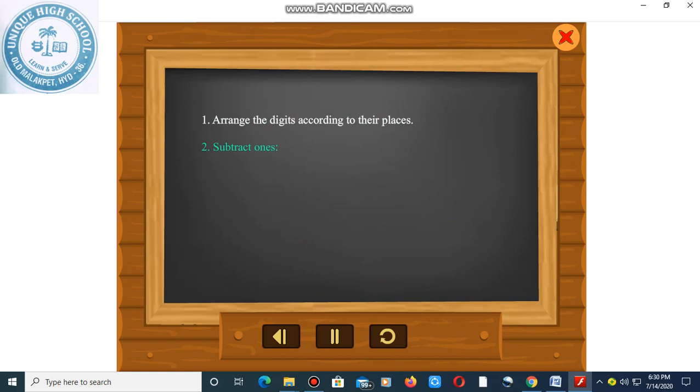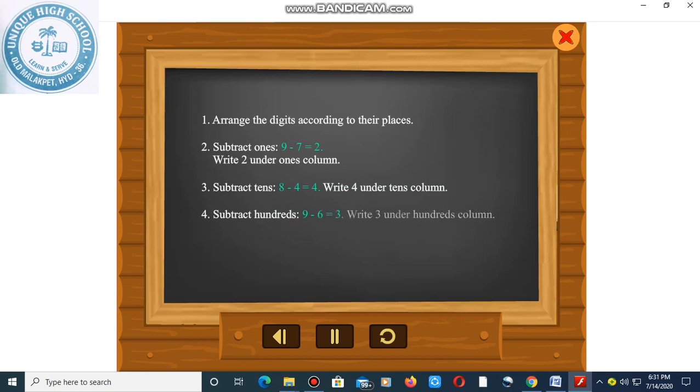Subtract ones. 9 minus 7 is equal to 2. Write 2 under 1's column. Subtract tens. 8 minus 4 is equal to 4. Write 4 under 10's column. Subtract hundreds. 9 minus 6 is equal to 3. Write 3 under hundreds column. Subtract thousands. 7 minus 2 is equal to 5. Write 5 under thousands column.